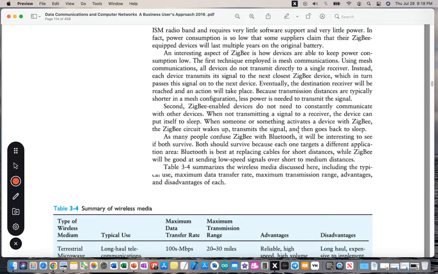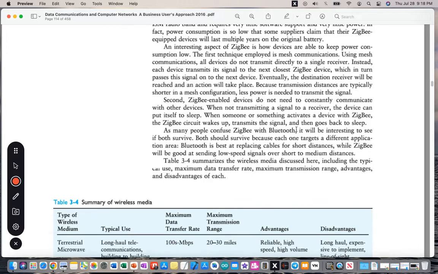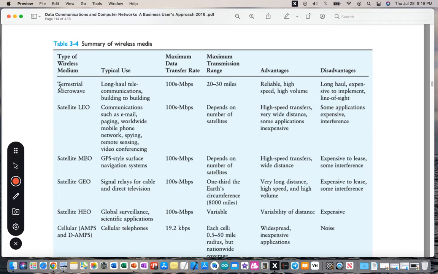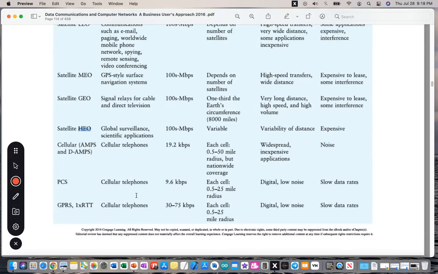If we keep going, this is the summary of wireless media: the terrestrial microwave, typical use, maximum data transfer rate, maximum range, advantages and disadvantages. And this is the satellite, and it has the different types: the LEO, the MEO, the GEO, the HEO, right? And each one has the typical use, the maximum rate, the range, the advantages and the disadvantages.